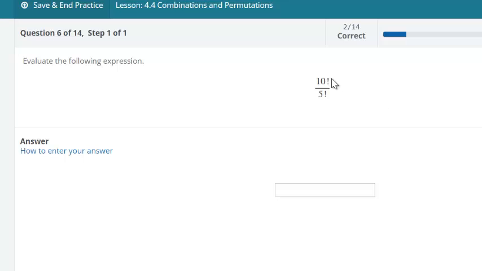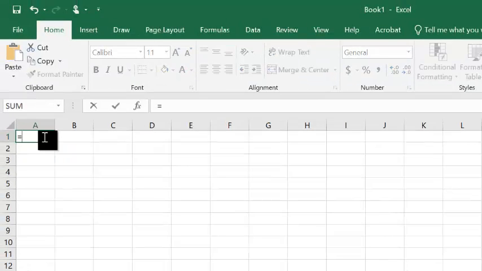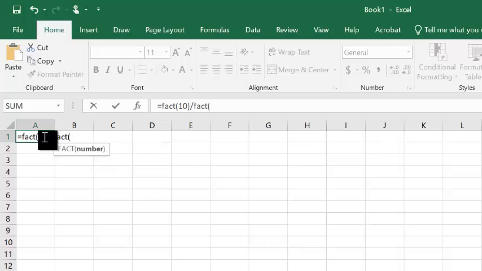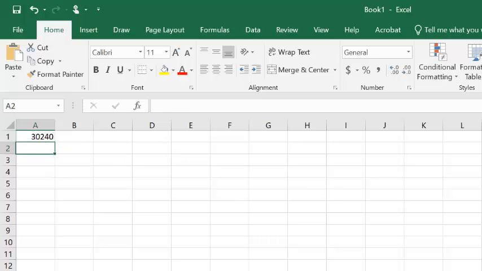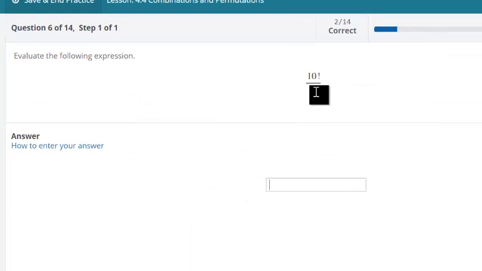Here we have 10 factorial divided by 5 factorial. There's 2 ways to do this one. The easiest way is to say, okay, I have equals factorial 10 divided by factorial of 5. But another way, you might recognize that a factorial divided by a factorial here would be a permutation.